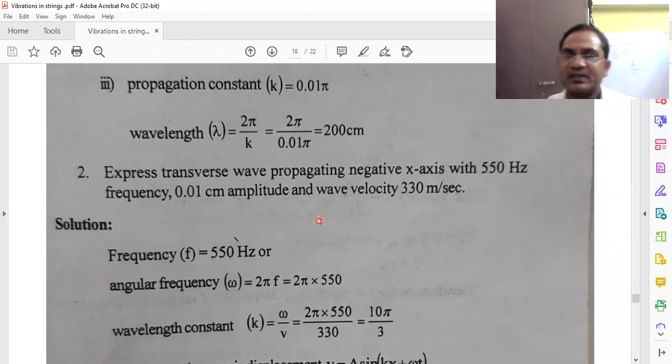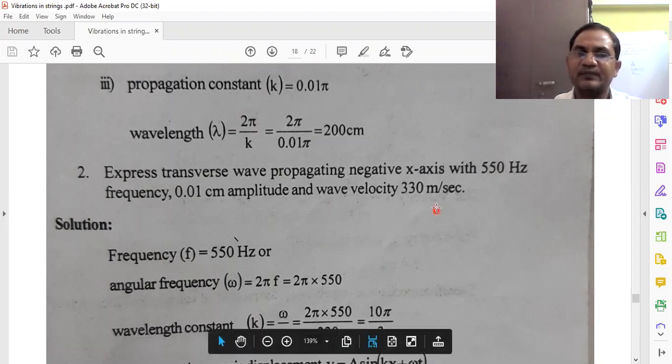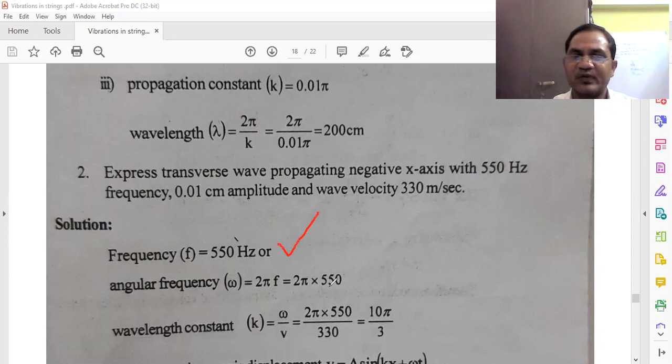You can express it either in sine function, cos function, or exponential function, whatever it is, as per your convenience. In entrance-oriented exams, you have to follow the options. Okay. So first let us write frequency f is equal to 550 Hz. Then angular frequency omega equal to 2 pi f, 2 pi into 550.